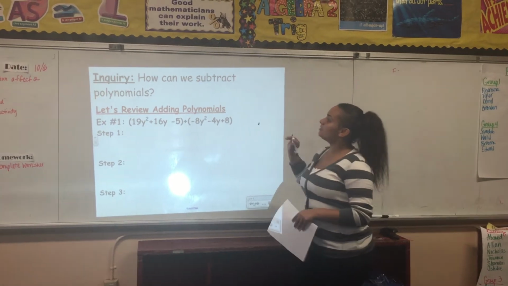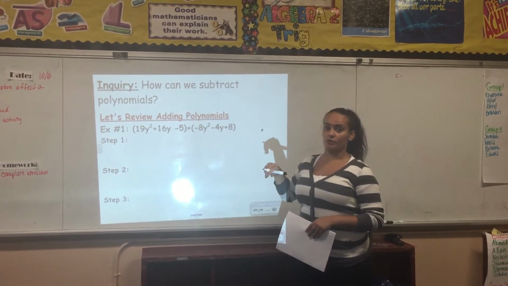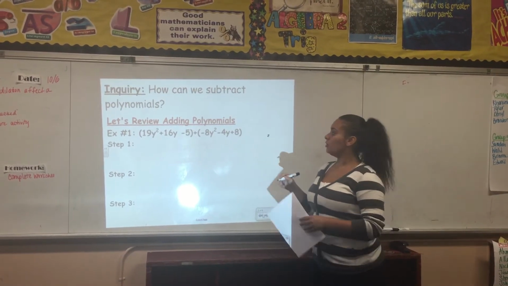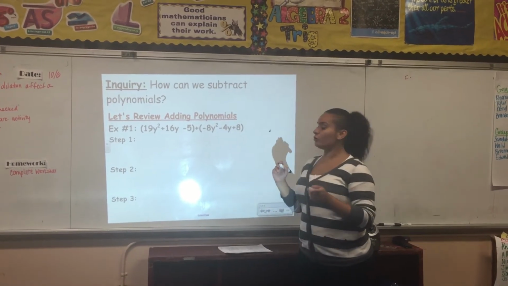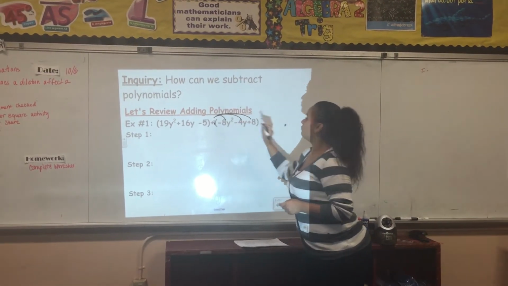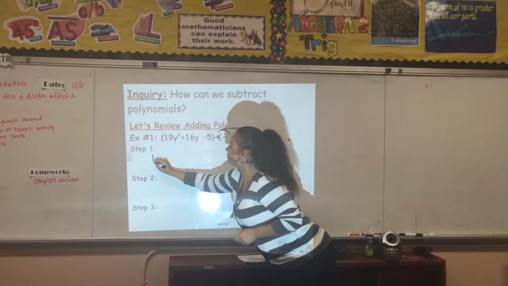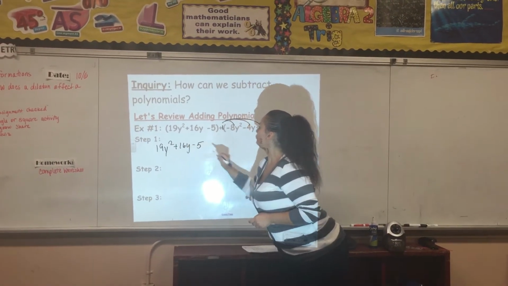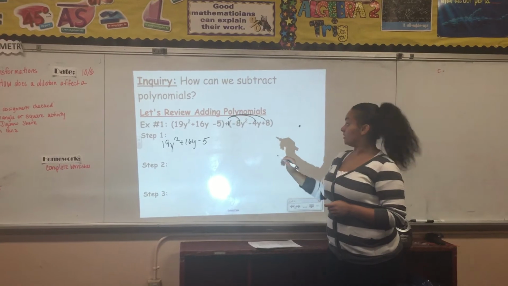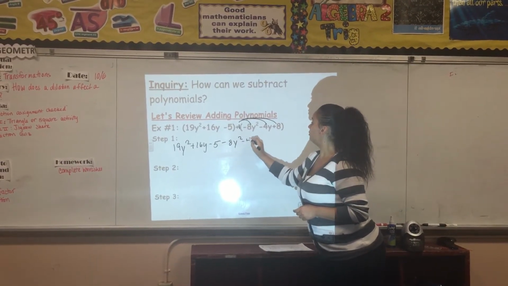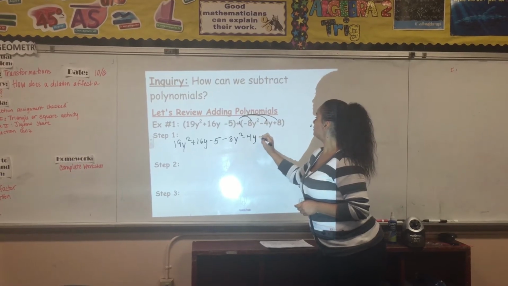Okay, today's inquiry is how can we subtract polynomials? But first, let's review how to add polynomials. Like we discussed before, the first step is to distribute your positive 1 and remove the parentheses. So let's rewrite the first polynomial. We're distributing the positive 1, which is not affecting the value of each monomial in the parentheses.